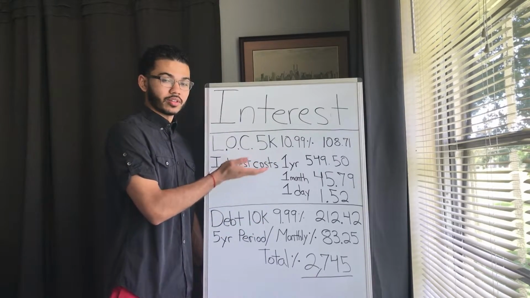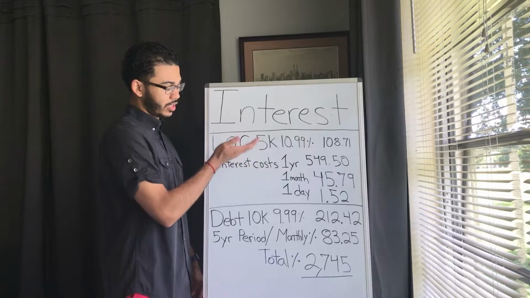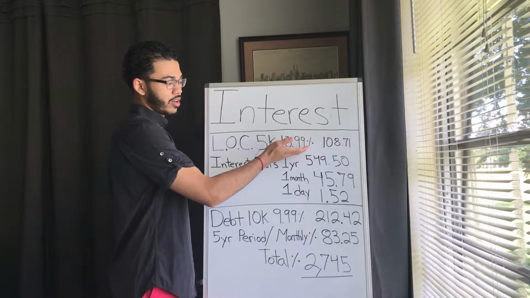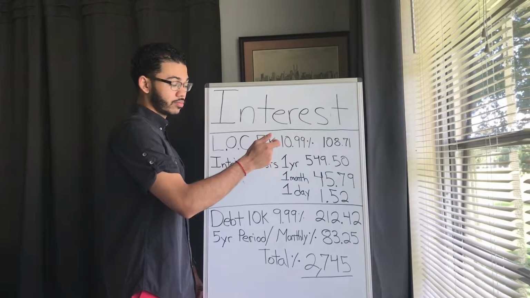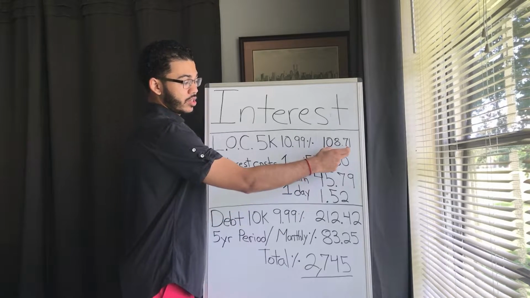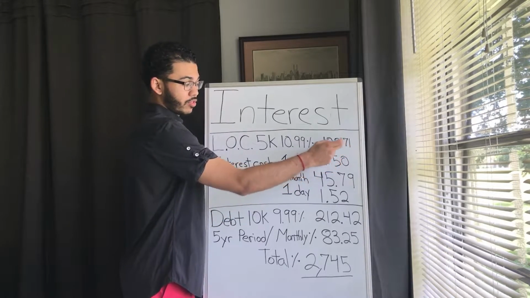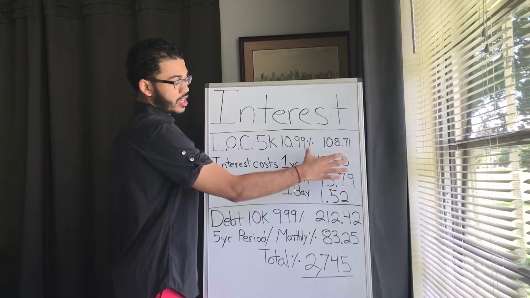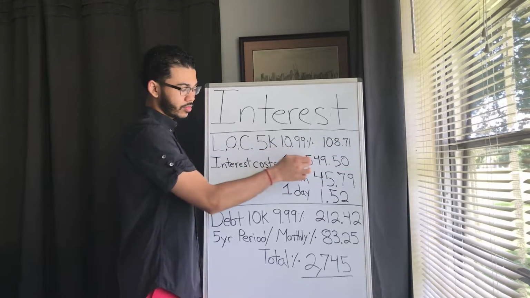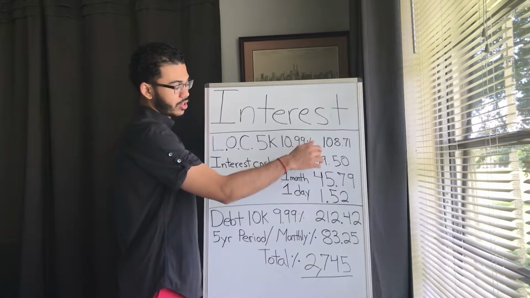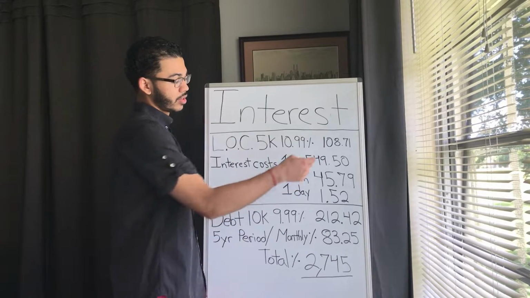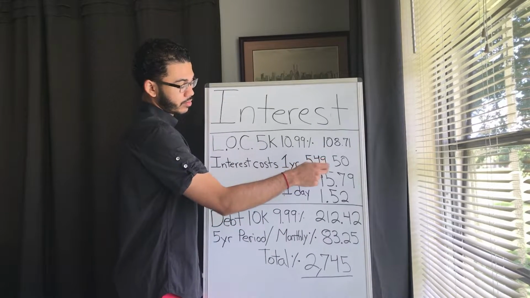Up here, a little bit different. Line of credit for 5K. Here's the interest rate, calculated simple. In 1 year, if all they did was pay $108 a month for 12 months, here would be the interest costs of borrowing this money. $549. Notice the difference, right? If you were to times that by 12, you get a higher number, okay, than $549.